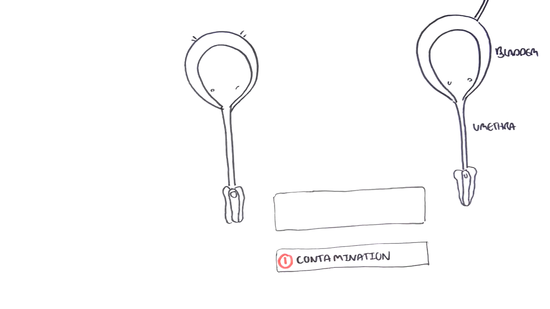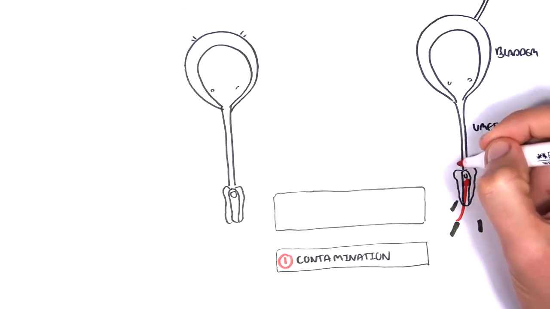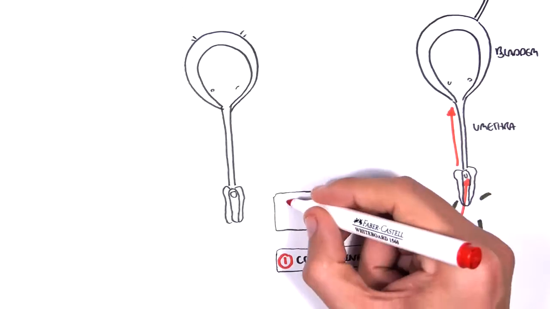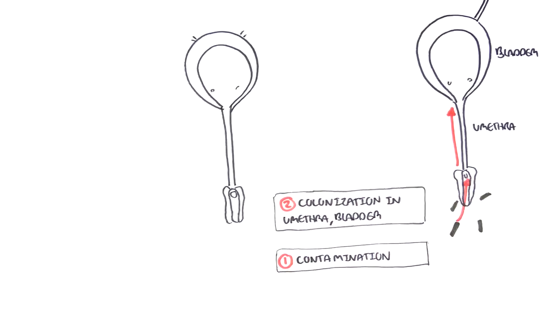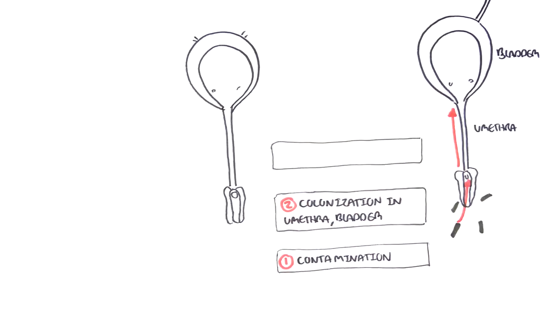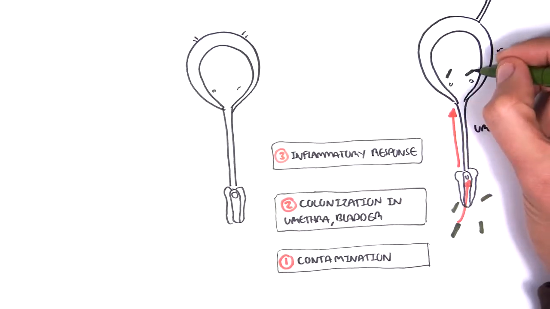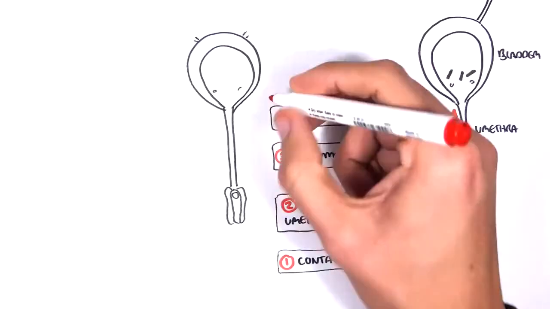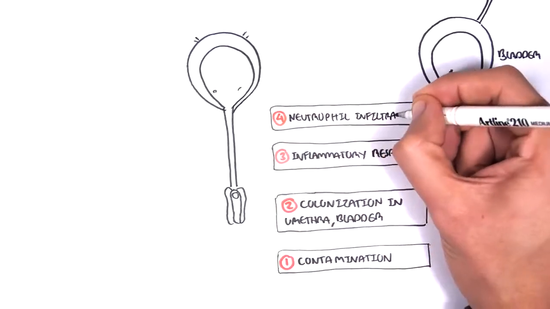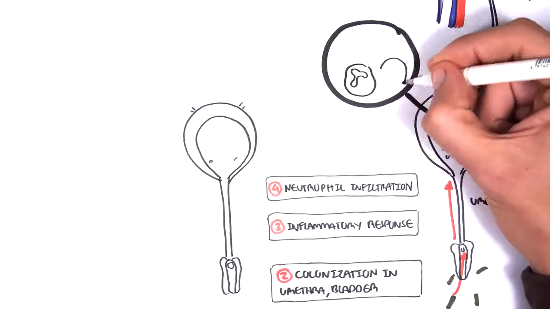Bacteria contaminates the lower urinary tract because of certain risk factors. Let's just say the bacteria is E. coli because it is the most common, in 80% of cases. They initially colonize the urethra and the bladder. This triggers an inflammatory response in the lower urinary tract. Neutrophils are then recruited to this area. As you can see in the bladder, you have bacteria and you have neutrophils.